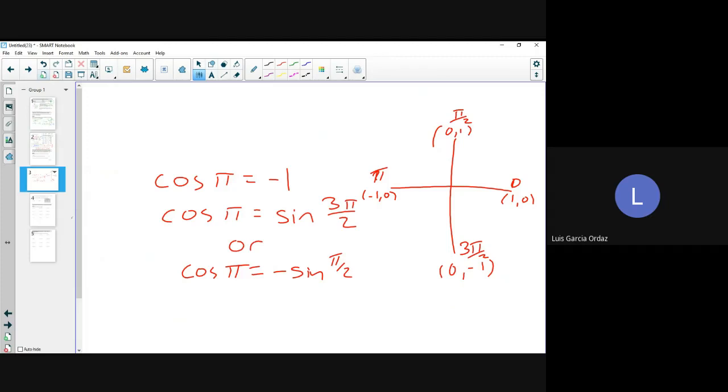I'll accept that answer. If I'm looking for both solutions, then do both. Right, so if you ask. Alright, that's the only thing I was confused with. I was just asking because cos pi would equal sine 3 pi over 2 or negative pi over 2.